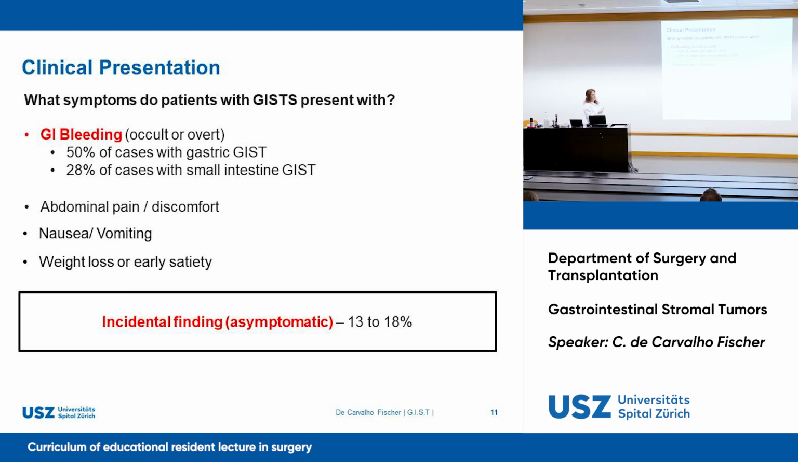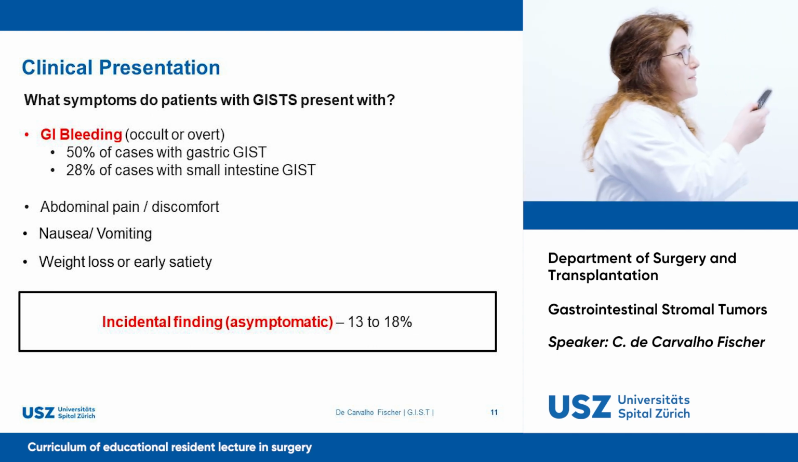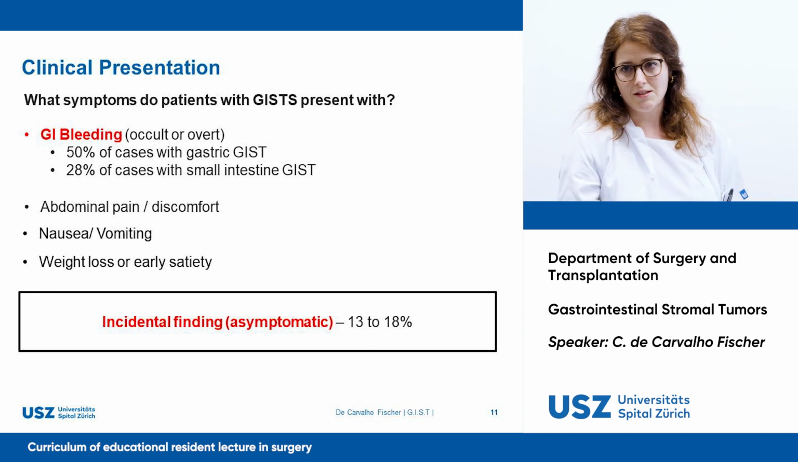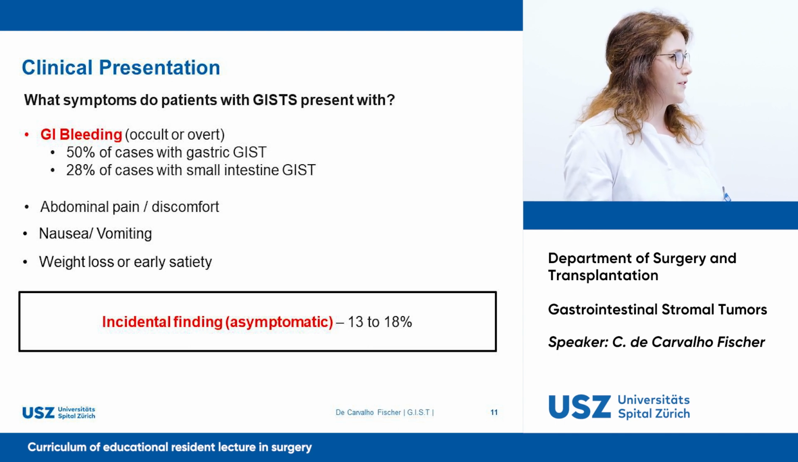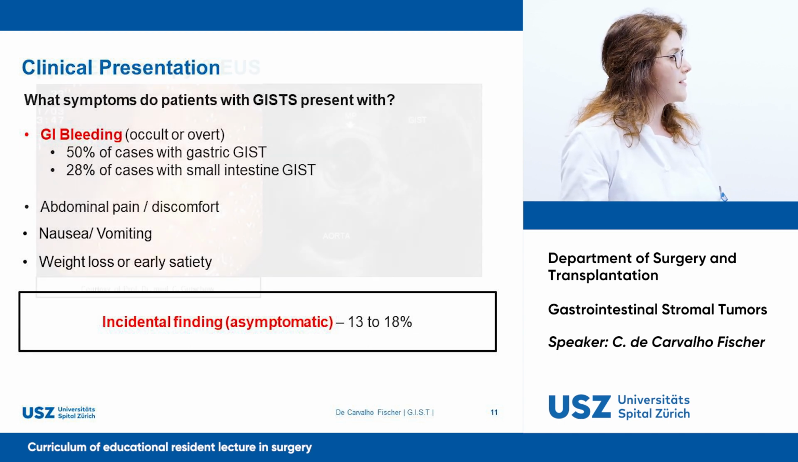So it's important to note that most patients will present with unspecific symptoms. However, 50% of cases with gastric GISTs will have some form of GI bleeding, whether it is occult or overt. 20% of patients will be asymptomatic. GISTs are an incidental finding in these cases.